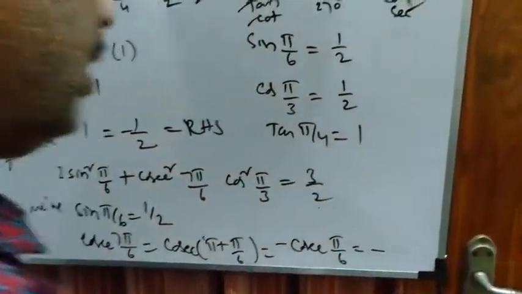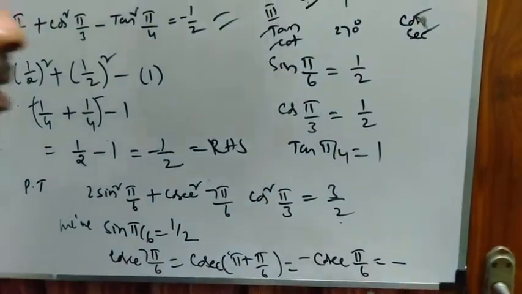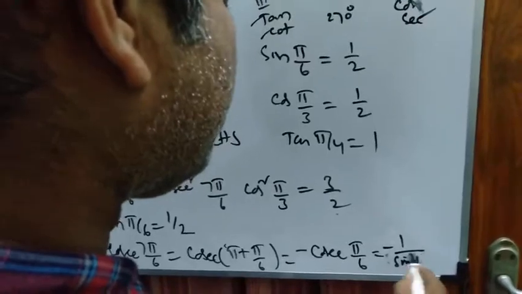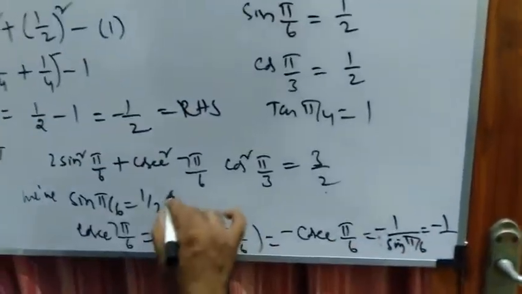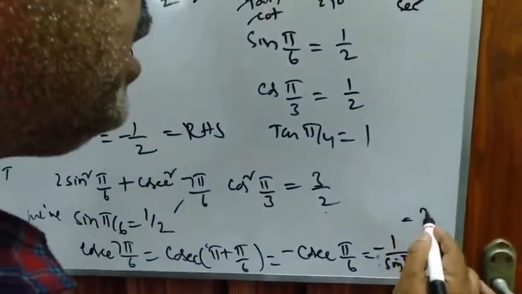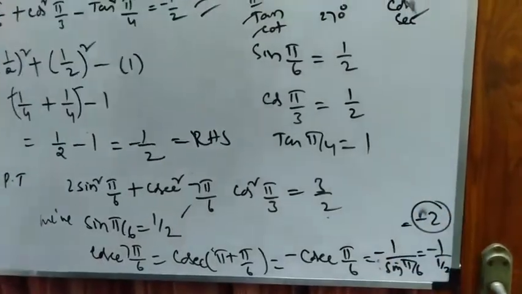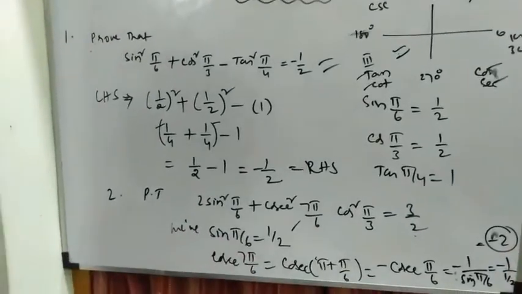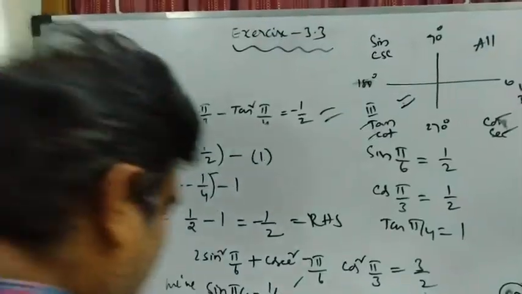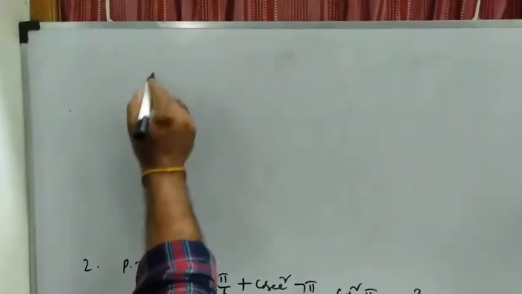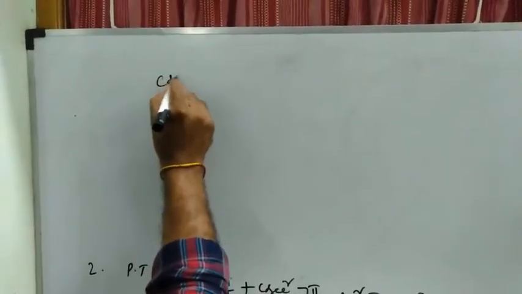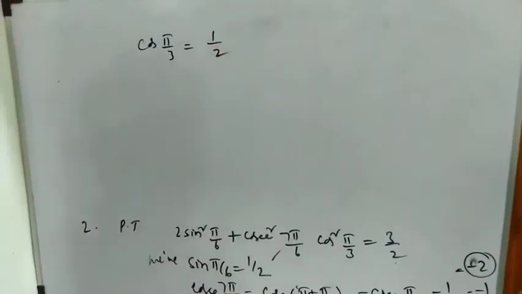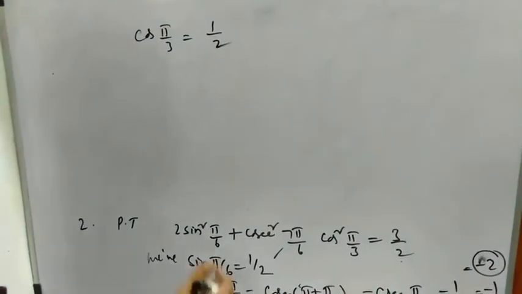So this is nothing but minus 1 by sine pi by 6. What is sine pi by 6? 1 by 2. So this is equal to minus 2. The second value is minus 2. And the third value, next value, cos pi by 3. Cos pi by 3 is also 1 by 2. Sin pi by 6, cos pi by 3.